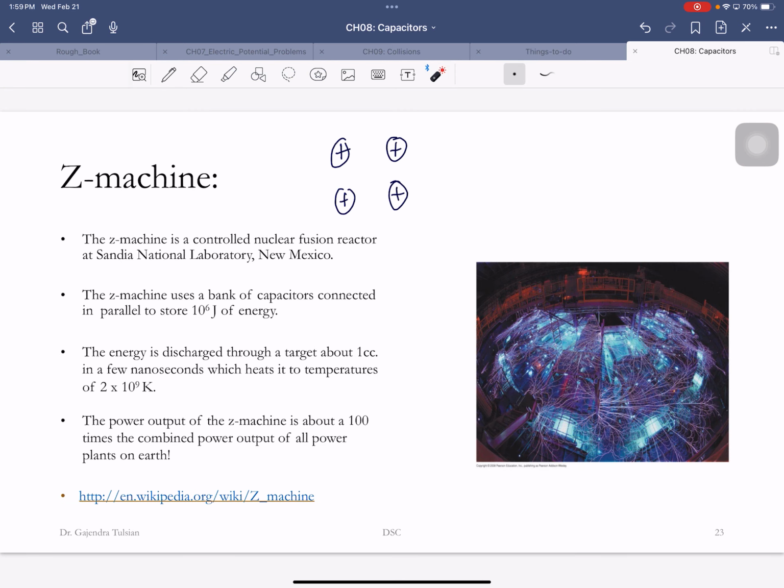And that's the Z machine. The Z machine uses a bank of capacitors connected in parallel to store 1,000,000 joules of energy. The energy is discharged through a target about 1 cc. 1 cc is about this big, literally.